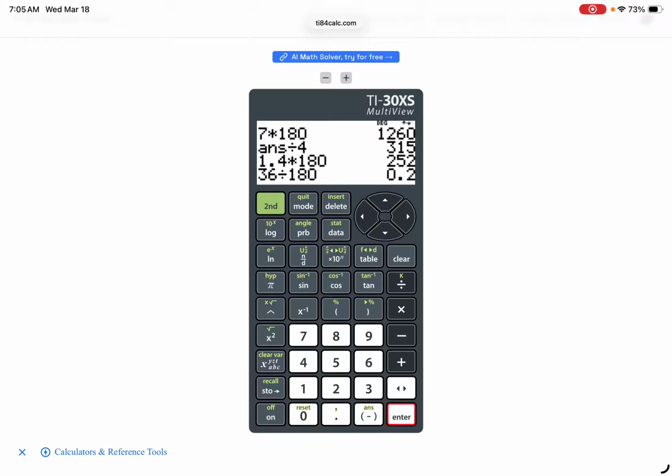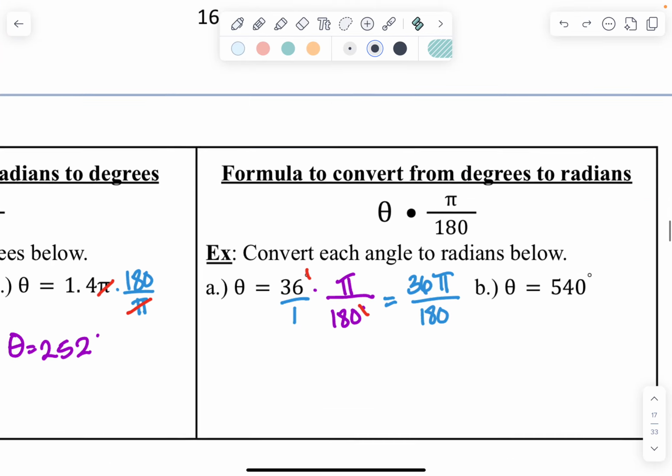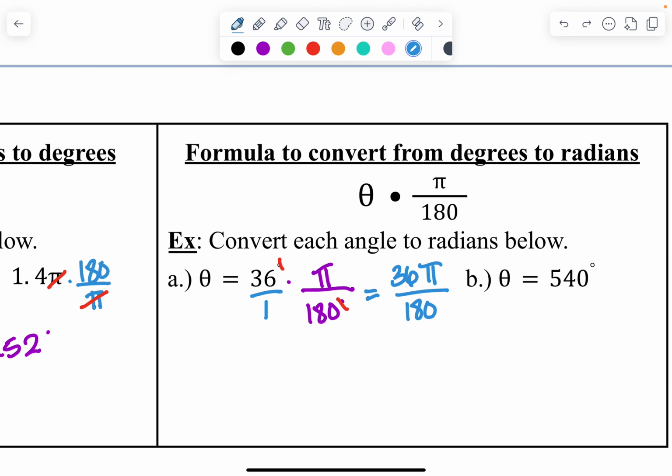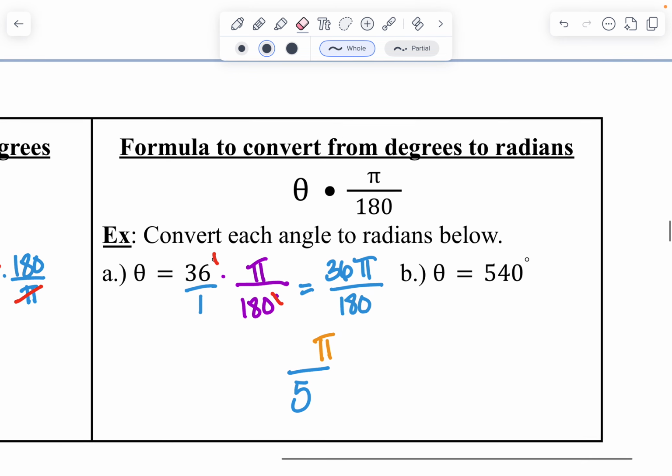So if we want to tell our calculator that we want a fraction instead of a decimal, we always click these arrows right above enter. So that's 1/5, right? 36 over 180 is 1/5. We kind of ignored that pi when we were doing this, so we're going to put that pi back. So our final answer would be 1/5, and when we have 1 times something, we don't really have to write that 1. So pi/5 would be our final answer there.